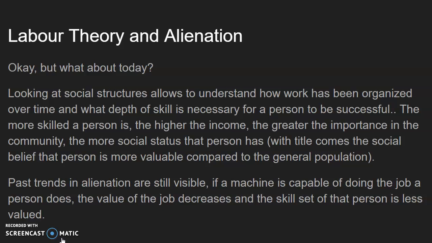If we look at how social structures allow us to understand how work has been organized over time and the depth of skill necessary for a person to be successful, we understand where money goes in our society today. For example, the more skilled a person is, the higher the income. Also, the more skilled, the higher the income, the greater their importance in the community, the more social status that person has, and with a higher social status or with a title, the more valuable that person is compared to the general population.